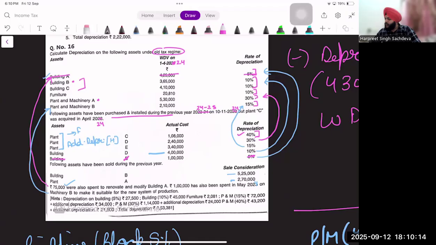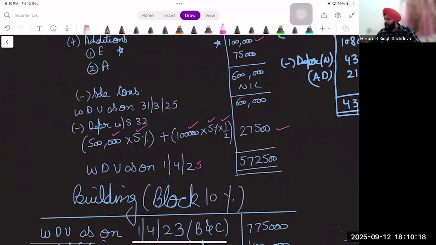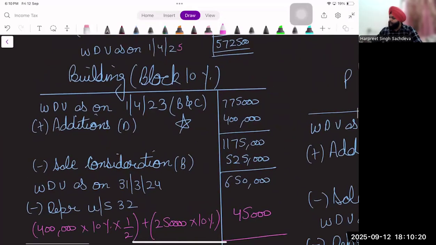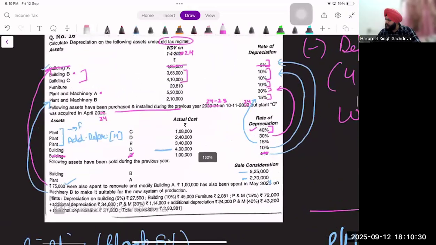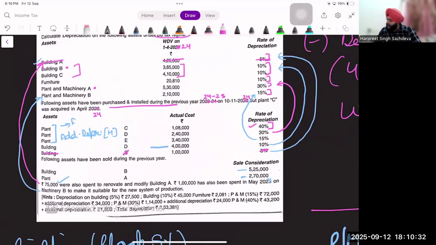Okay, so we will add the WDVs. Building block 10%, we'll add both B and C. As on 1st April 2024, it comes out to 7,75,000. Okay, any addition? Building 10%, Raja, any addition? Building 10% addition is there, 4 lakh.